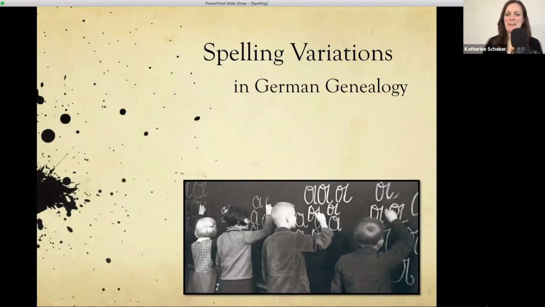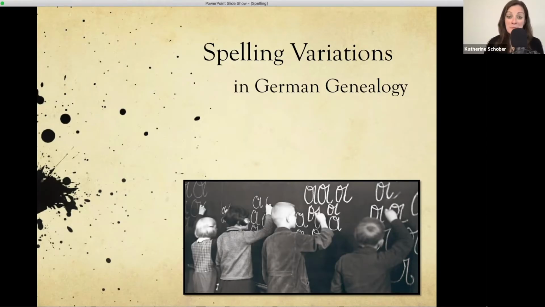Okay, now it's time for one of my favorite lessons, spelling variations in German genealogy. As many of you who have worked with genealogical documents will know, spelling was very fluid in the past. That's because there was really no standardization until the late 19th century. So that means that our ancestors and scribes often spelled words, particularly last names, like they sounded to their own specific ears. So that means you as a researcher might run into a lot of variations of your last names and various other words throughout your documents.